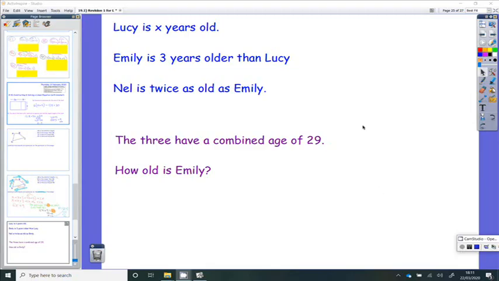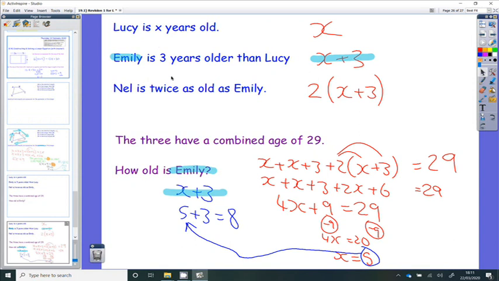So here's another one for you to have a go at. So pause the video. Okay, so Emily is 3 years older than Lucy, so that's x plus 3. Nell is twice as old as Emily, so we double Emily's age, we double the x plus 3. So their combined age will be these three added together, and then we're told that their combined age is 29, so we can set this equal to 29, multiply out the bracket using the claw, gather your x's, gather your normal numbers and solve, and we get x being 5. So how old is Emily? Well, Emily is x plus 3, so 5 plus 3, Emily is 8 years old.